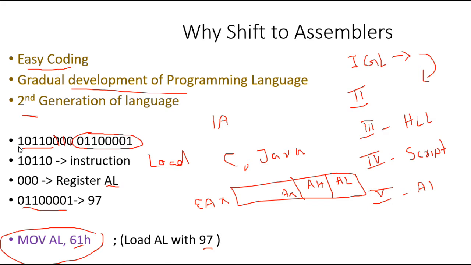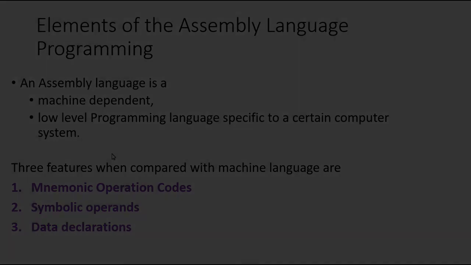And for that, we need to type the 16 zeros and ones in the machine language. So that is what is meant by the easiness of coding, and this is the gradual development in the programming language.